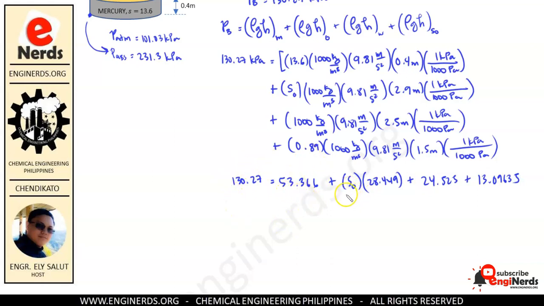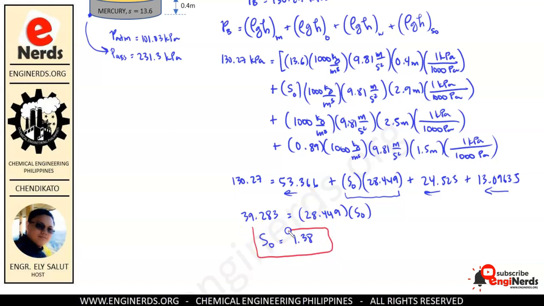So, isolate natin itong term natin na ito. Okay, so all of this will move to the left side of our equation, which will be 130.27 minus 53.366 minus 24.525 minus 13.09635, which is equal to 39.283, and this is equal to 28.449 times SG of olive. So ito yun, no? Sinulat natin dito sa right. So therefore, working for this, the specific gravity of olive is equal to 39.283 divided by 28.449. This is equal to 1.38. So this is our final answer for this problem.